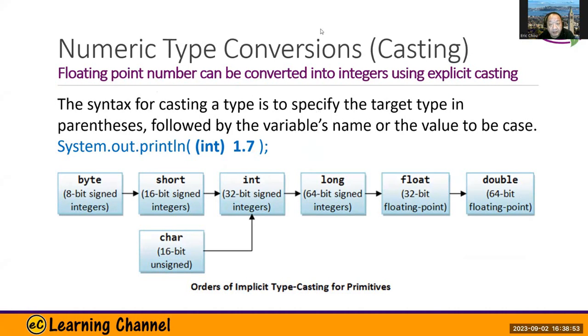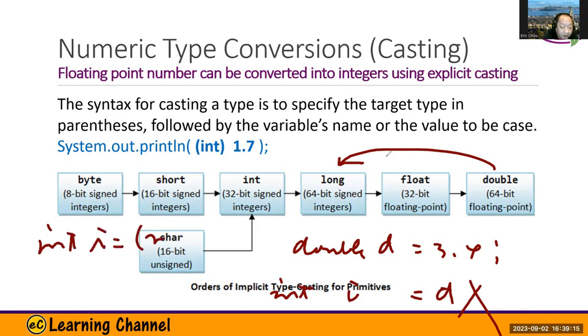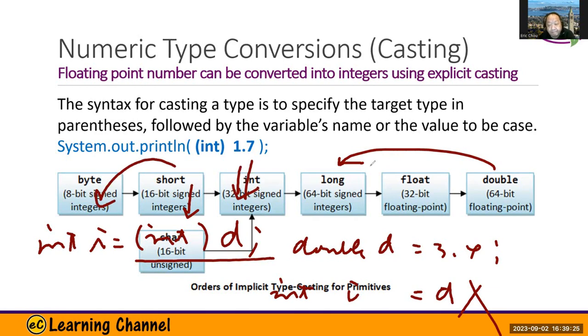Automatic conversion. But if you try to assign a longer format to a shorter format, let's assume that you have a double D equals 3.4. You try to assign D to integer I. This is not okay. You have to do it as integer I equals converting the double to integer. You must cast it. If you have a longer form and you want to convert it to a shorter form. Any question?